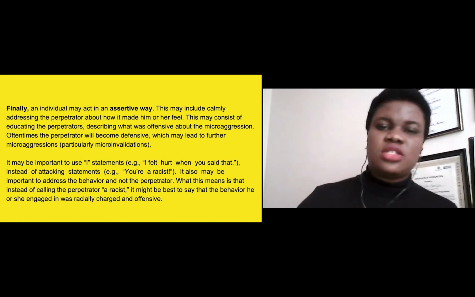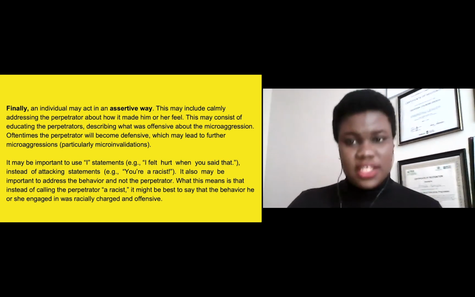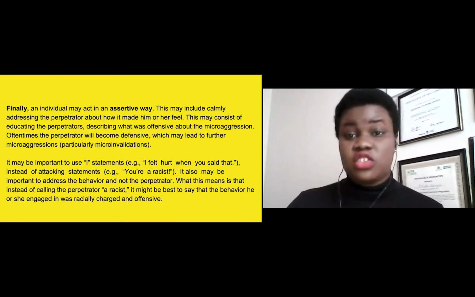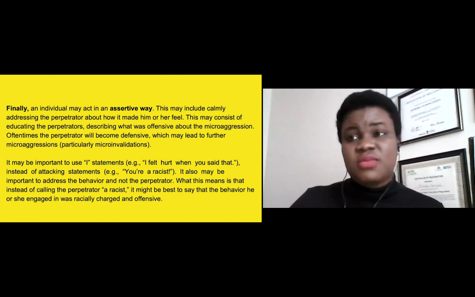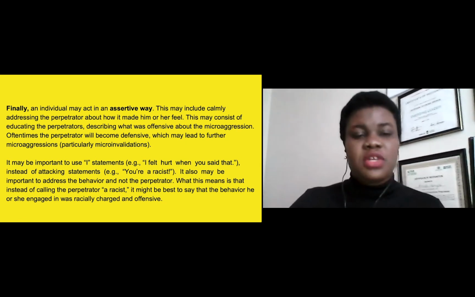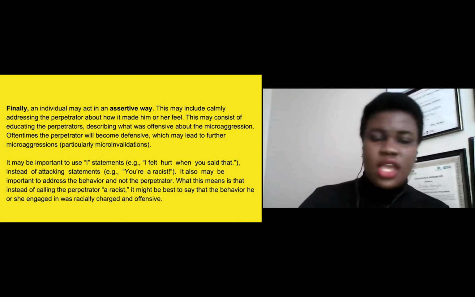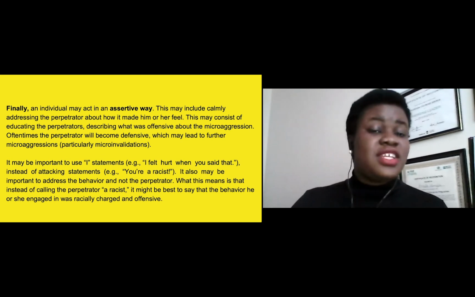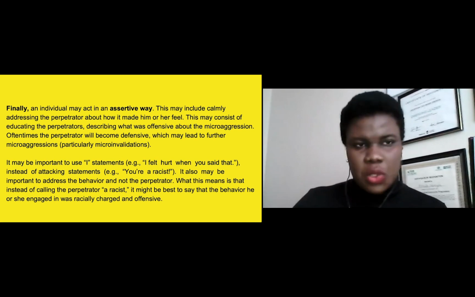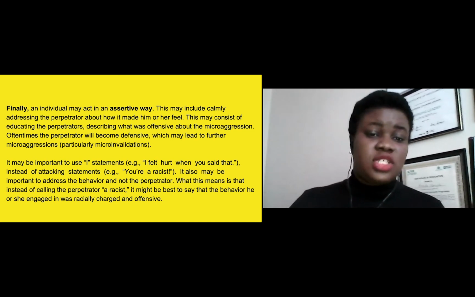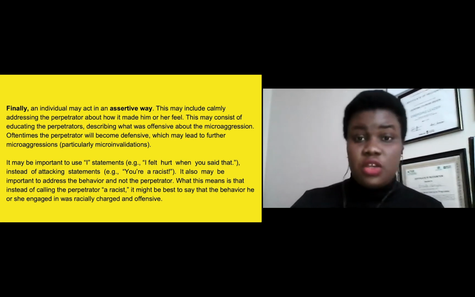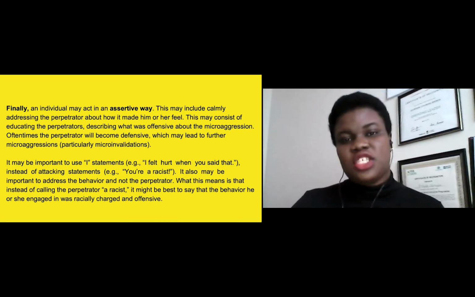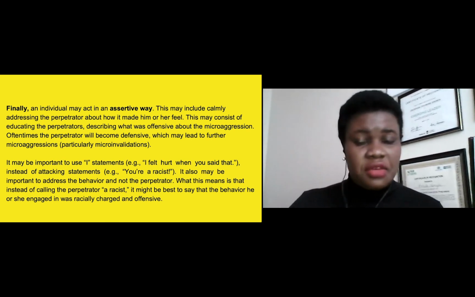So oftentimes the perpetrator or microaggressor will become defensive. This is why I said some people are just not willing to unlearn or even learn. They become very defensive, and this may lead to further microaggressions, particularly microinvalidation. So it may be important to use I statements. I felt hurt, I felt sad when you said that, instead of attacking statements. You're racist, you're sexist. When you use attacking statements, the microaggressor will not be willing to change. They will become more defensive. They will want to have reasons to keep displaying those microaggressions towards you.